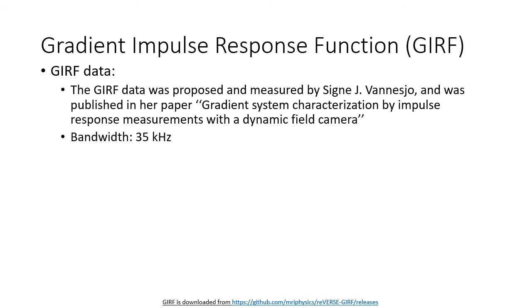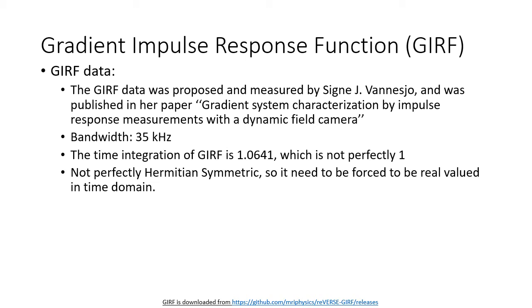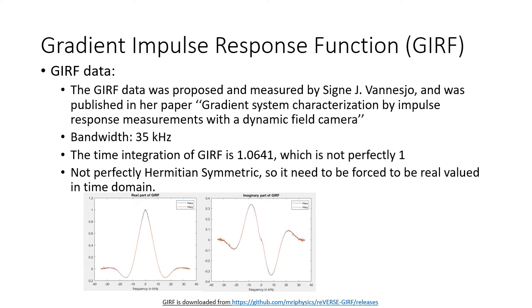The GIRF data is downloaded from GitHub and it was measured by Vannesjo. The bandwidth of the GIRF data is 35 kHz. I found there are some inaccuracies in the GIRF. First, the time integration of the GIRF is not exactly 1, and it is not perfectly Hermitian symmetric, so I forced it to be real valued in the time domain. This is the real part of the GIRF, the imaginary part of the GIRF, and the GIRF in the time domain.